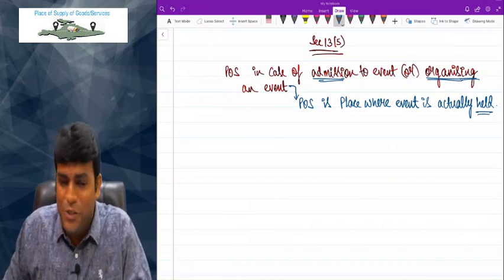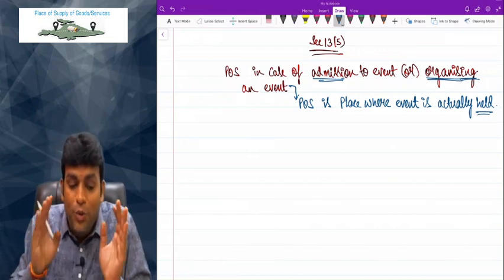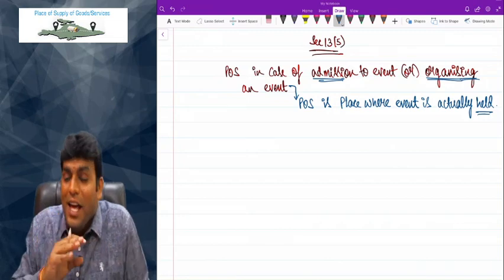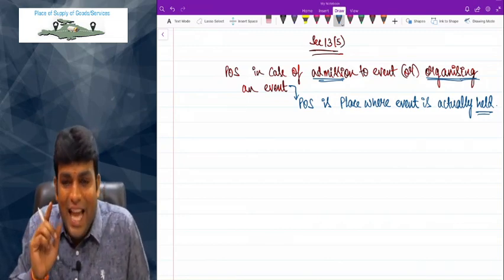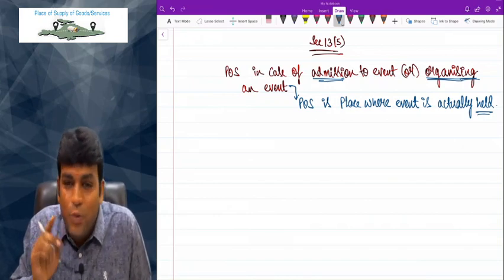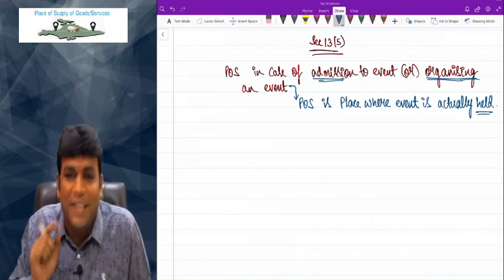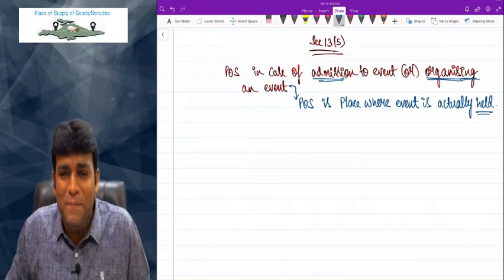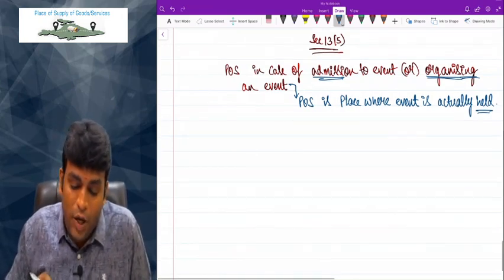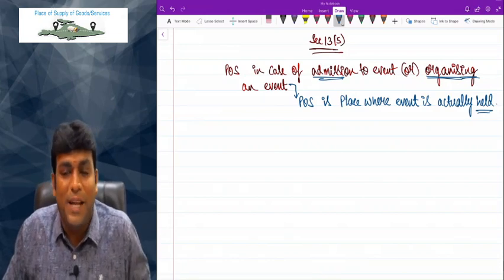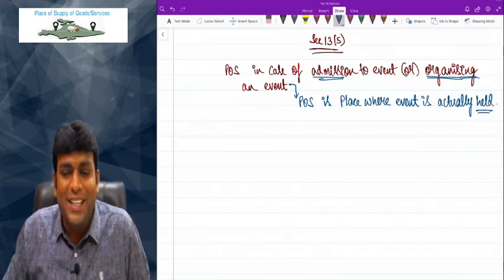Clear, right? So friends, in section 13, you will not at all find a word called receiver registered person, receiver unregistered person. That language is there only in section 12, but not in section 13. Clear? Come on, look at that. POS in case of admission to event or organizing an event: place of supply is the place where event is actually held.